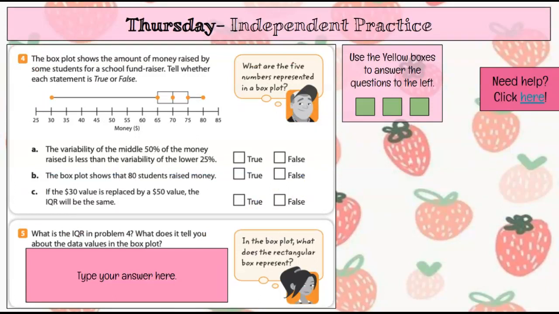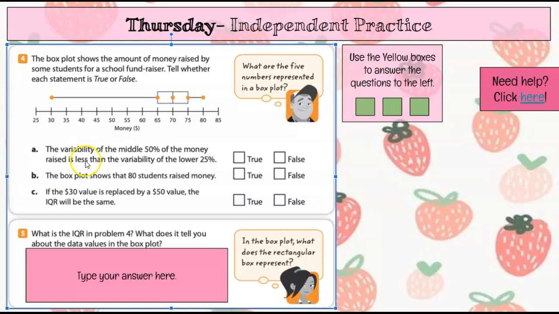Looking at the second page, we have a box plot here. It's the amount of money raised by some students for a school fundraiser. Tell whether each statement is true or false. What are the 5 numbers represented in the box? So we've got 30 here, that is our minimum. 65 is our quartile 1. 70 is our median or quartile 2. 75 is quartile 3, and 80 is our maximum number.